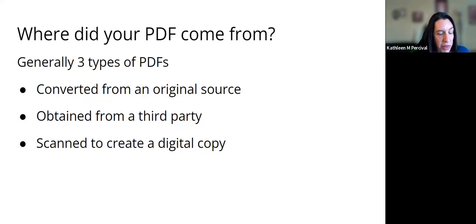The second is obtained from a third party. Examples of this might be an article that's downloaded from the internet, or textbook supplements that come from publishers. And the third option is a scanned PDF in order to create a digital copy. So it was scanned from an actual physical textbook or magazine or journal article, and it was intended to create a digital copy.